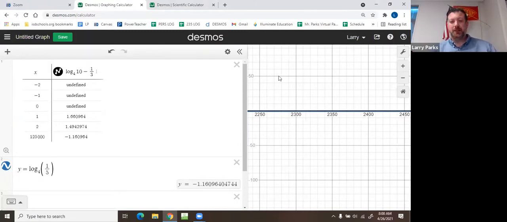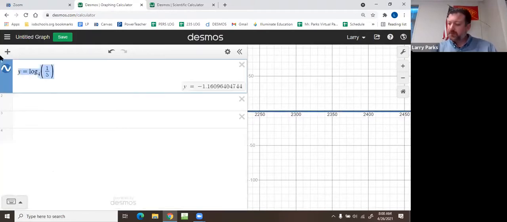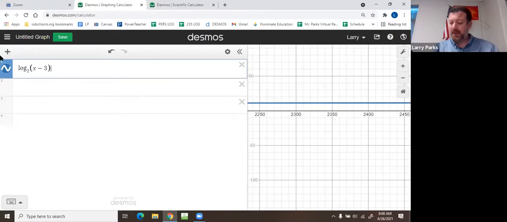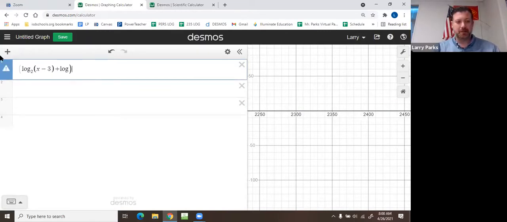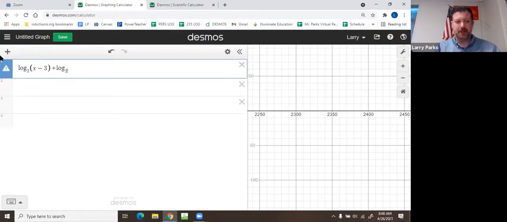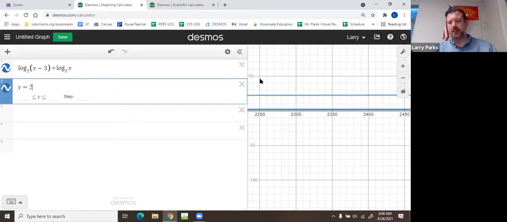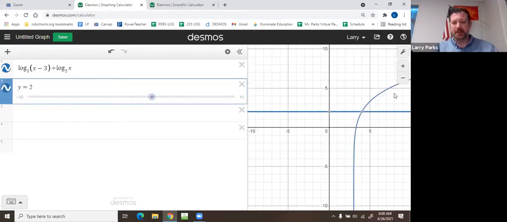All right, we have one last one. And this one, you could probably solve graphically again. Log base 2 of x minus 3 plus log base 2 of x. When does that equal 2? And remember, you have to put y equals 2. Hit home to reset my graph. Much easier. The answer is 4.